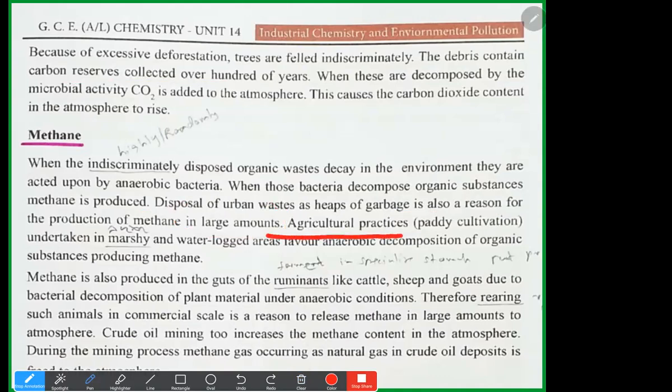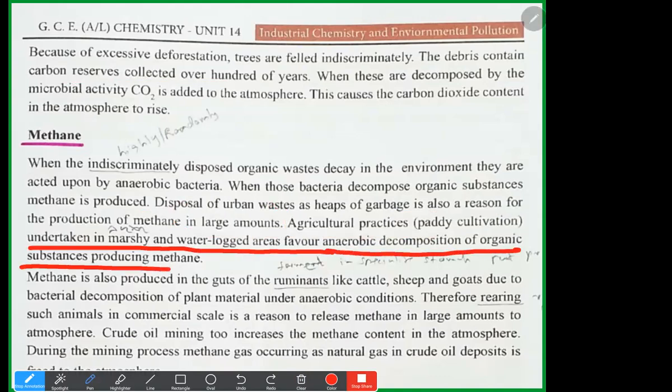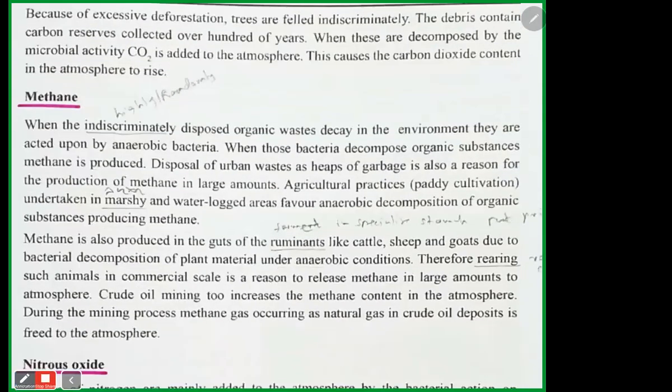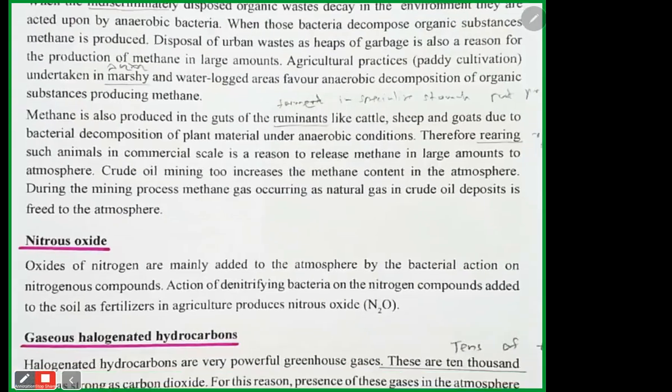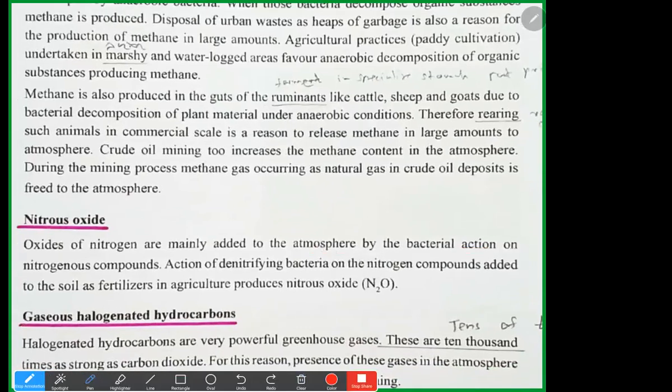Agricultural practices: paddy cultivation, undertaken in marshy and waterlogged areas, favors anaerobic decomposition of organic substances, producing methane. That's how they are making methane. Methane is also produced in the guts of ruminants. Ruminants are like cattle, sheep, and goats, due to bacterial decomposition of plant material under anaerobic conditions.